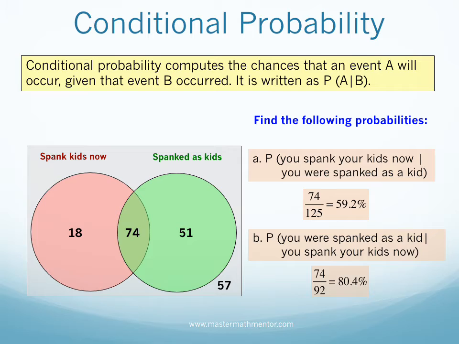Suppose we wanted to compute the probability that you were spanked as a kid, given that you spank your kids now. The condition is that we spank our kids now, and there are 92 parents, those in the red circle, in our study in that category. So the denominator is 92. Of them, there are 74, those also in the green circle, who were spanked as kids. So the probability that you were spanked as a kid, given that you spank your kids now, is 74 over 92, or 80.4%.